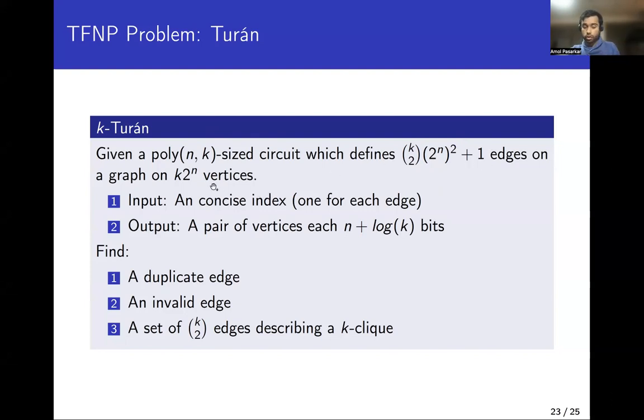And the way this circuit functions, just to be clear, is it has an input, a concise index, and the output is going to simply be a pair of vertices, each vertex represented by n plus log k bits. And the challenge is, again, to find a clique or to find some invalid formulation of this problem. This is essential to keep the problem total.